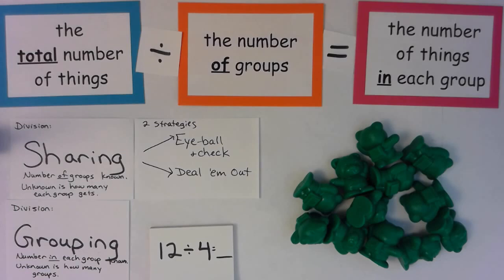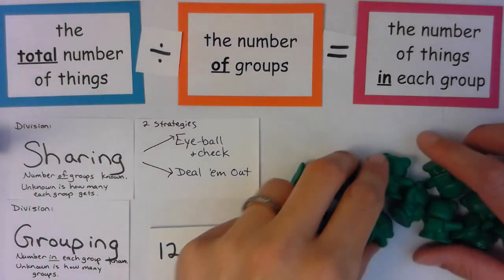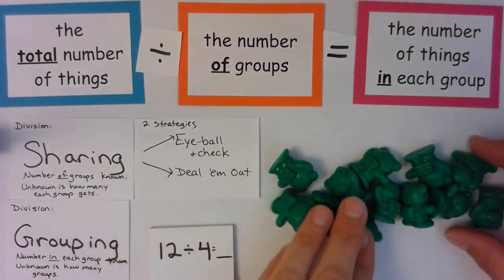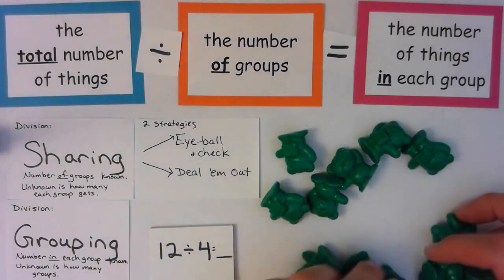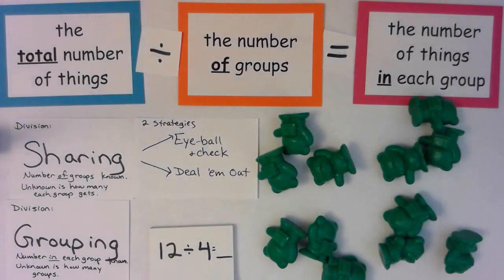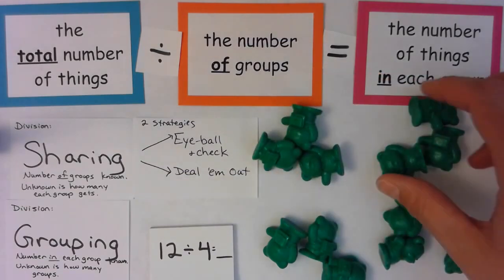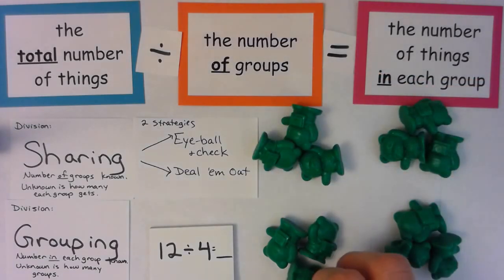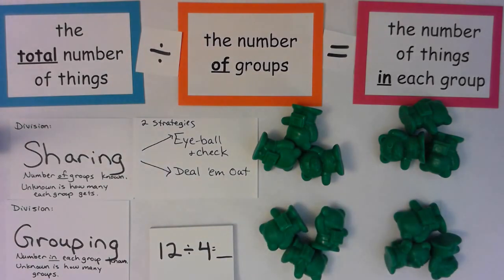One is to eyeball and check. So I'm going to just kind of eyeball these into 4 groups. Do I even have space here? 1, 2, 3, 4. Okay, that looks like about 4 equal groups. And let me check. There's 3 bears for this child, 3 for that child, 3 for that child, and 3 for the 4th child. So great. I eyeballed it and I just checked, and I did divide them into equal groups. And so now, how many things are in each group? How many bears does each child get? Well, each child gets 3. It's all fair, so we're good. So 12 divided by 4 is equal to 3.